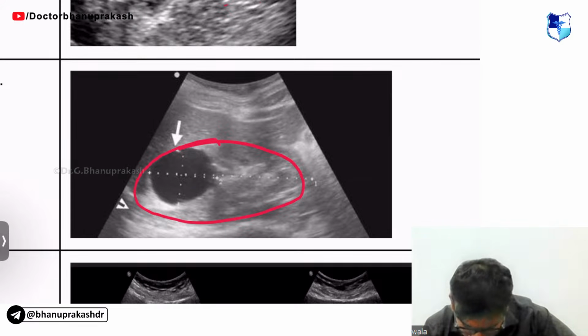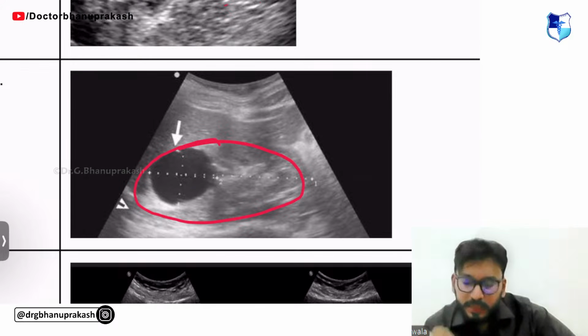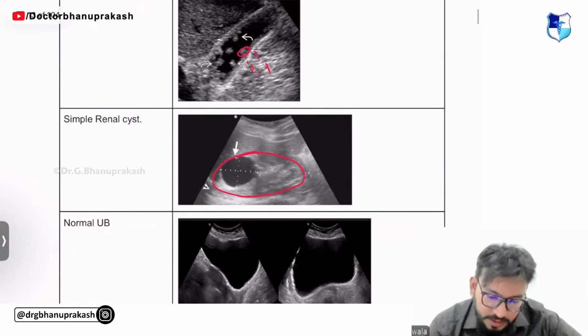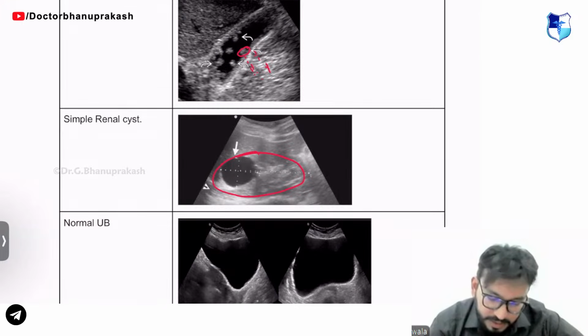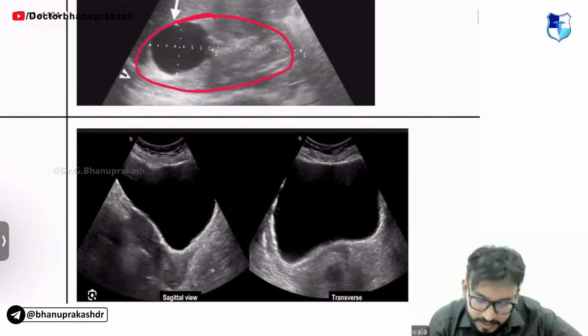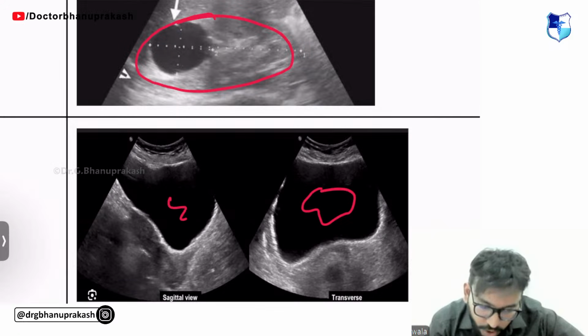Yes. Dr. Ibn Farooq, very good. This is nothing but a simple cyst. This is a simple renal cyst, guys. Simple renal cyst. And look at this, guys. All of this is fluid.